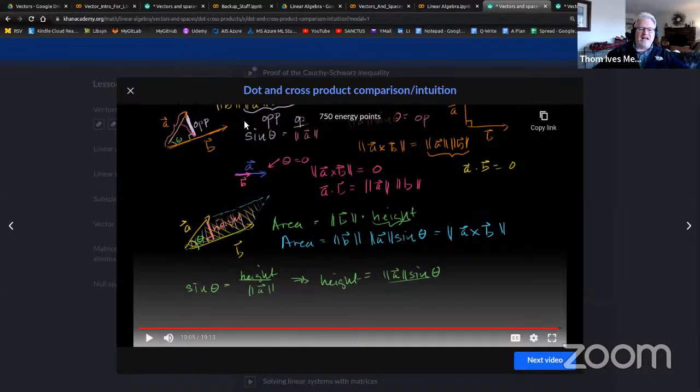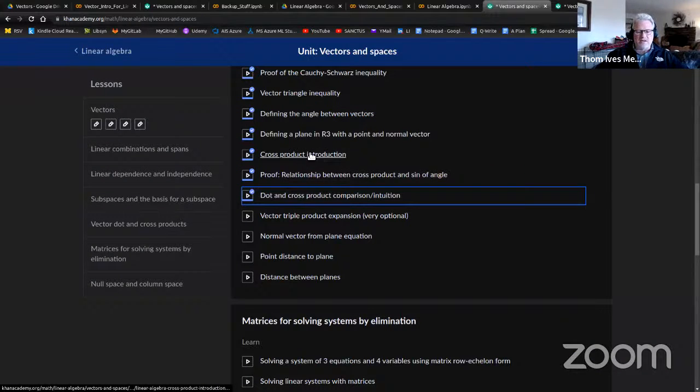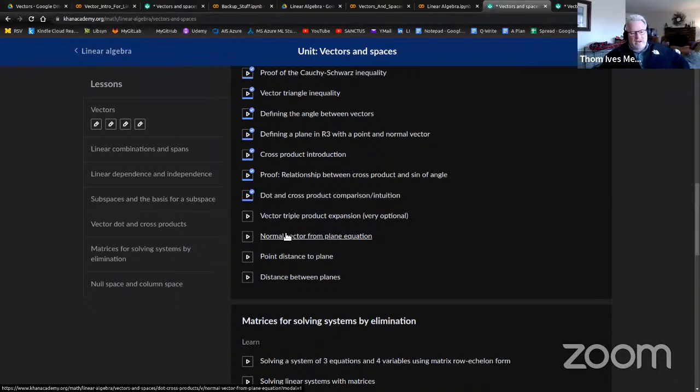Really, these last 2 lectures, if I close this, this is where we went into the cross product, and he did some good proofs there. But these 2 lectures are awesome because they give more intuition about the cross product and the sine of the angle, and also a comparison of dot and cross products. So next we'll do this vector triple product, and I will catch up, and it'll be fun as usual.